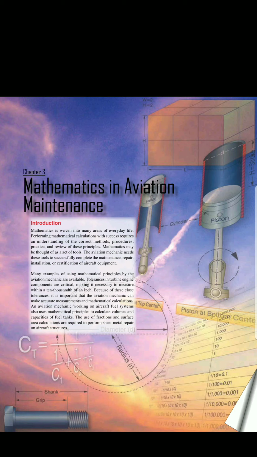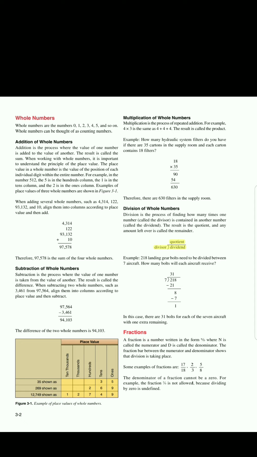3-1. Quotient, divisor, dividend. Example. 218 landing gear bolts need to be divided between 7 aircraft. How many bolts will each aircraft receive? 7 into 218 is 31, with 7 times 31 being 217, and a remainder of 1. Place value.